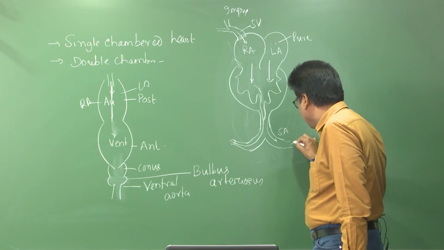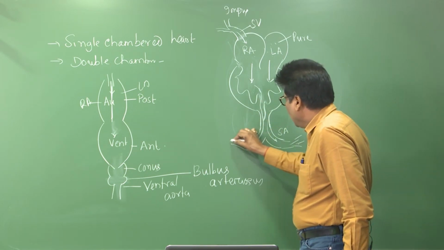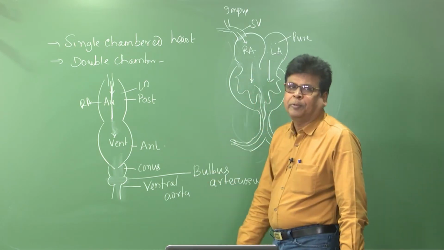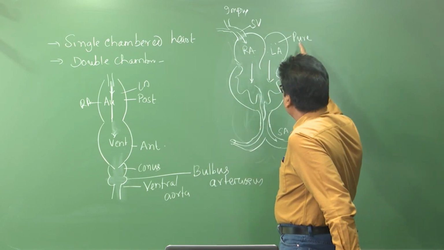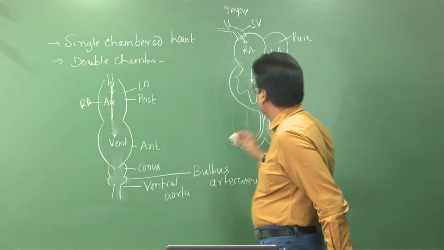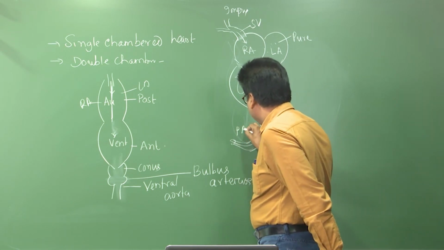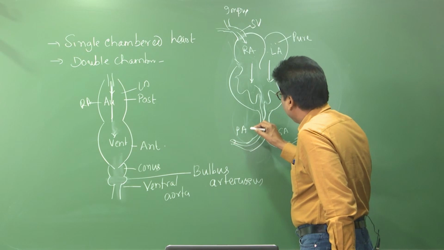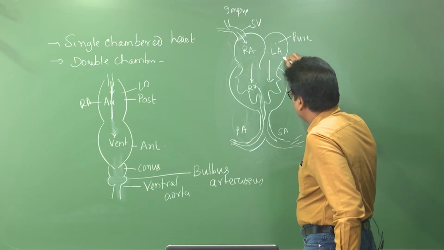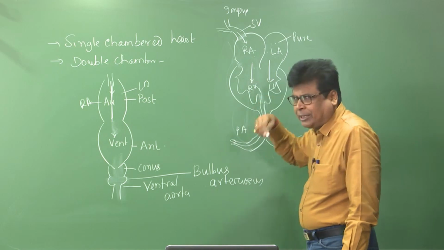The systemic artery will distribute pure blood to different parts of the body, and the impure blood will be passed through this pulmonary artery to the lungs for purification, and after purification it will again return to the left atrium. Again I am telling. For example, this is the systemic artery and this is the pulmonary artery. This is the right atrium and this is the right ventricle, and this is the left atrium and this is the left ventricle.